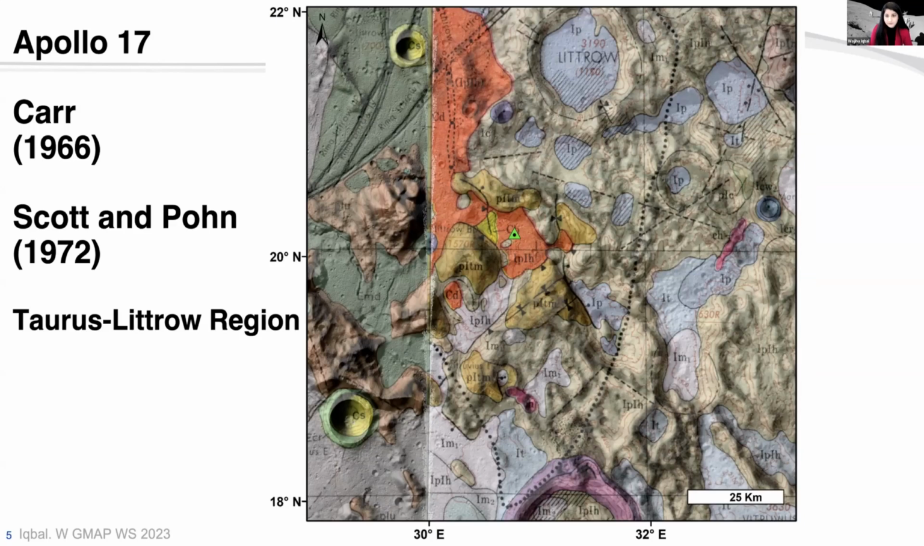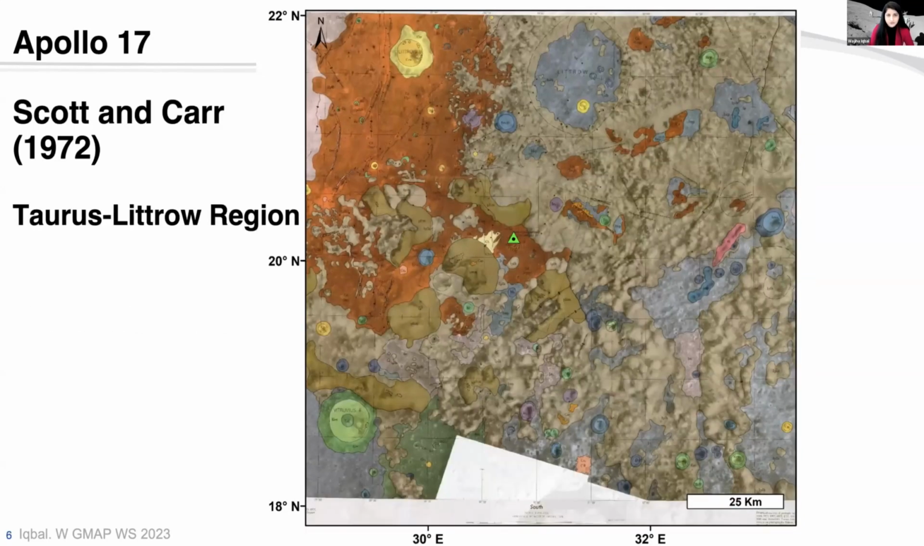However, because these maps were required to plan missions, there were slight improvements in these maps. Here is again Taurus-Littrow Valley. This orange one is dark mantle deposit, and this lighter one is light mantle deposit, which is kind of a landslide, probably due to Tycho crater. But anyway, we have these two main important deposits where the samples were collected from.